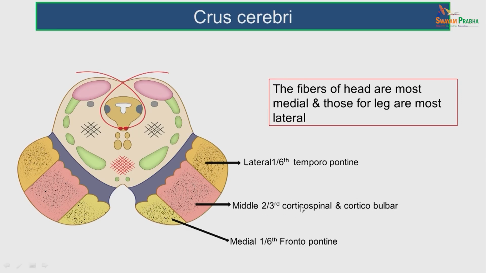The corticospinal fibers run in the basilar part of the pons as well as go into the pyramid. The corticobulbar fibers enter the midbrain from the internal capsule, that is, through the genu of the internal capsule, then enter the middle part of the crus cerebri of the midbrain. Here the fibers are arranged such that the fibers from the head are the most medial and those for the leg are the most lateral. So, head medially and leg laterally; accordingly the fibers are arranged.